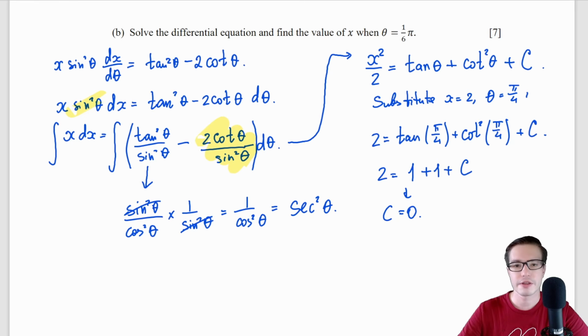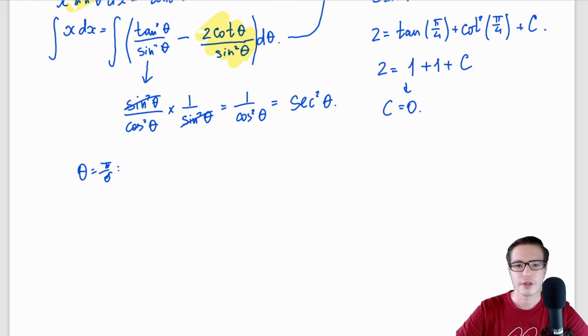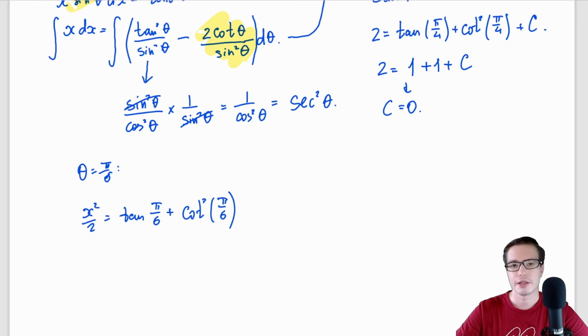Now we have to find the value of x when theta equals pi over 6. We substitute this into our solution, and we'll get x squared over 2 equals tangent pi over 6 plus cotangent squared of pi over 6, and now we know that c equals 0. And that brings us to x squared over 2 equals 3.57735, and when we solve it, by multiplying by 2 and taking the square root, we'll get x equals 2.67.